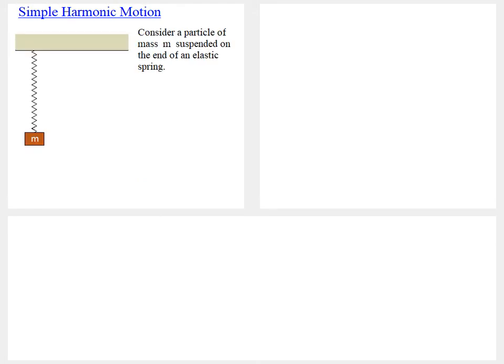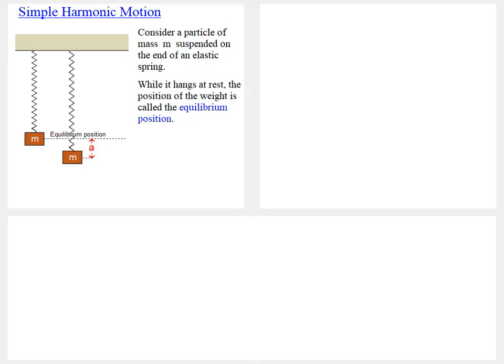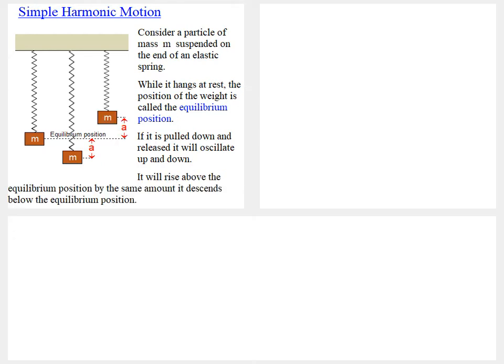Consider a particle of mass m suspended on the end of an elastic spring. While it hangs at rest, the position of the weight is called the equilibrium position. If it's pulled down and released, it'll oscillate up and down. It'll rise above the equilibrium position by the same amount it descends below the equilibrium position. The particle generates a sine curve.